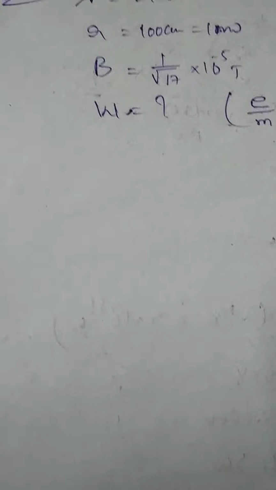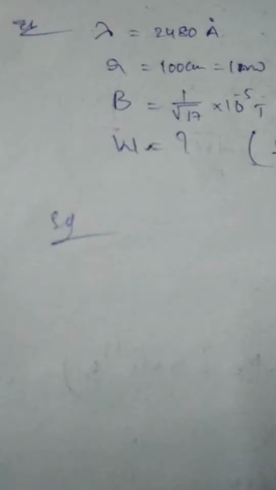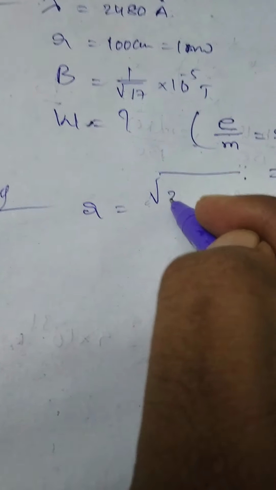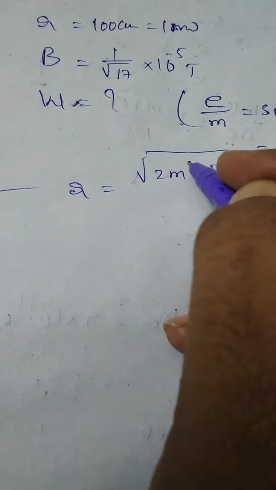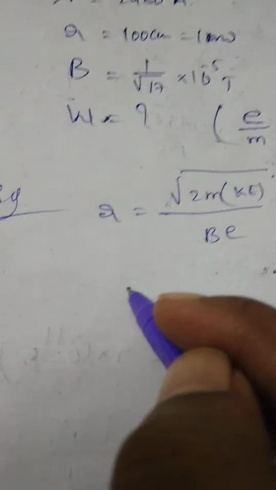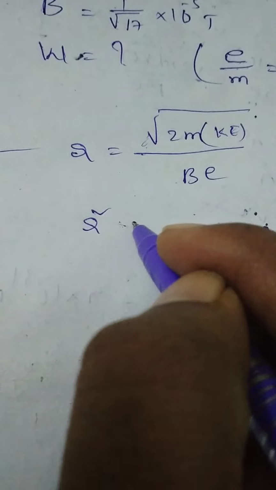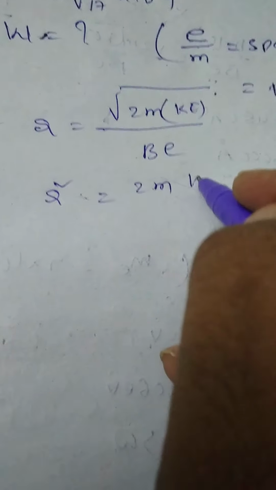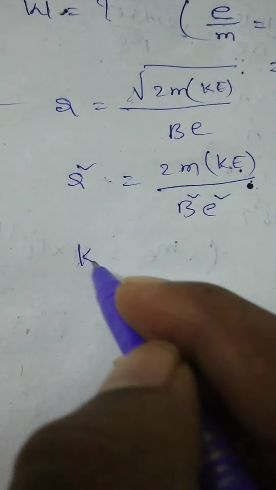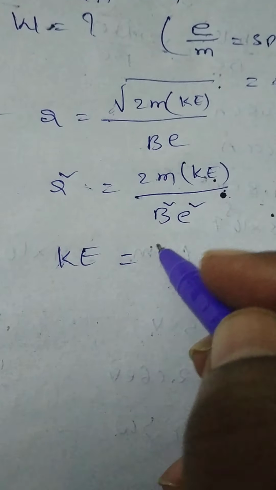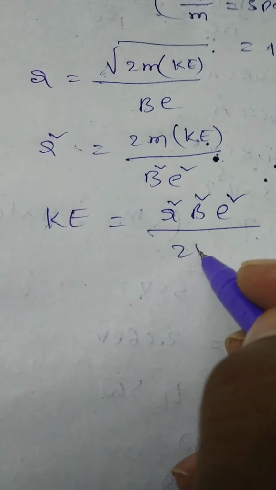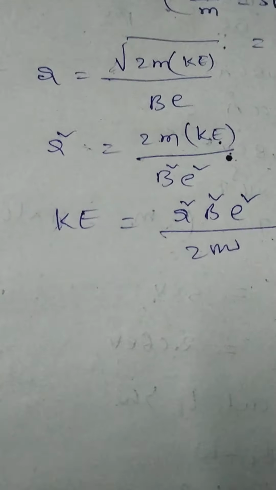Solution. You know the formula. Radius of the circular path followed by the charged particle is equal to root of 2m into kinetic energy by BE, or squaring on both sides, r square is equal to 2m into kinetic energy by B square E square. From this, kinetic energy of photoelectrons is equal to r square B square E square by 2m.